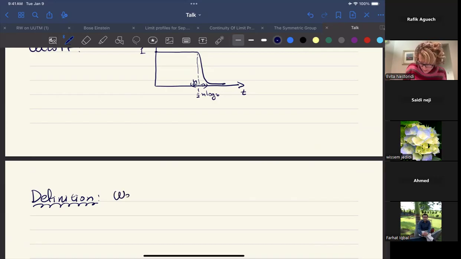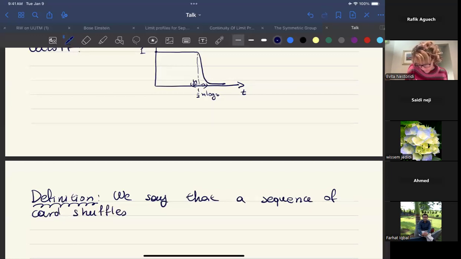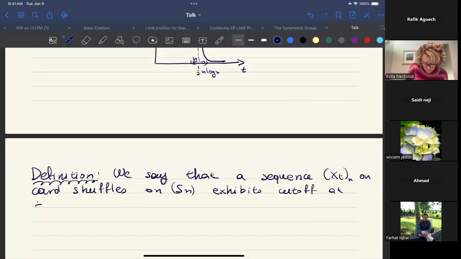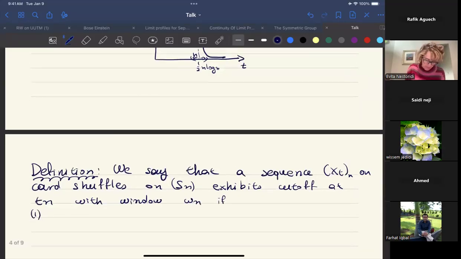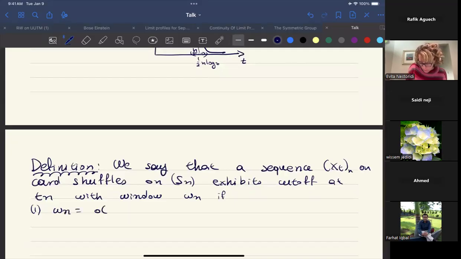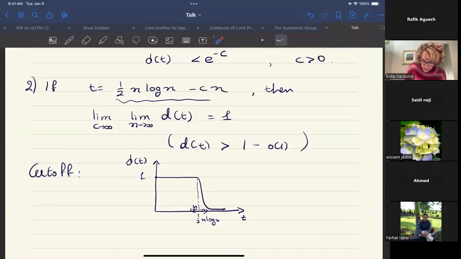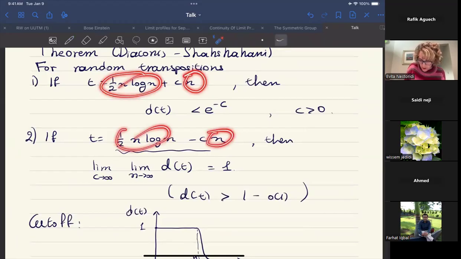So we say that a sequence of card shuffles or a sequence of Markov chains on Sn, and in fact, let's even define the sequence to be Xt, and we have it running on n, is said to exhibit cutoff at Tn with window Wn if 1. This window is of smaller order than the main term. This was the comment that this is of smaller order. So n is the window, Wn.